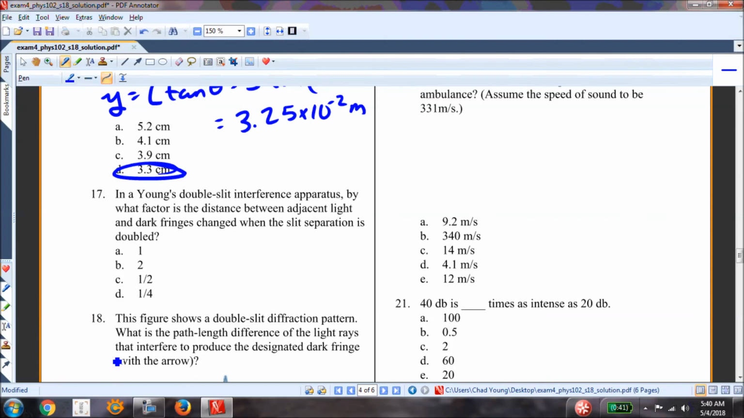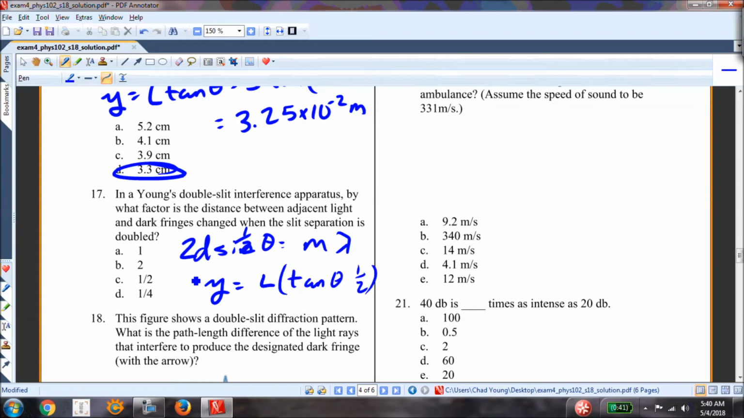Young's double slit interference apparatus. By what factor does the distance between adjacent light and dark fringes change when the slit separation is doubled? So I have d sine theta equals m lambda. If I double this, I have my angle theta. And since y is equal to L tan theta, if I have my angle theta, I have the distance between them. So C is the right answer for 17.